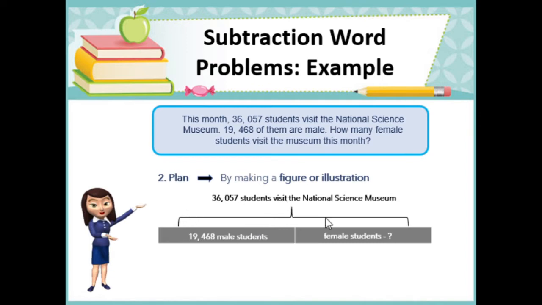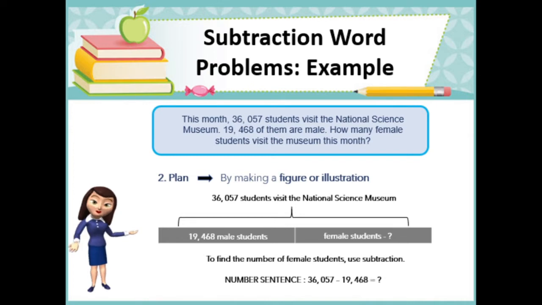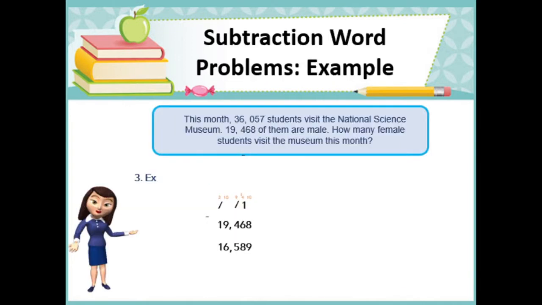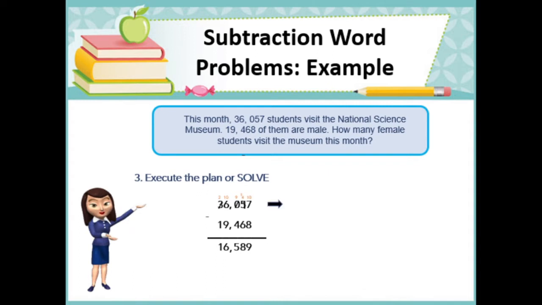Looking at the plan, we can now make a number sentence. And as explained last time, our number sentence is 36,057 minus 19,468 equals question mark. Now that we have the number sentence, we can proceed to the third step, which is executing the plan or solving the problem.